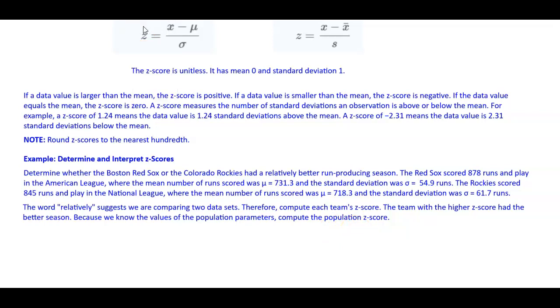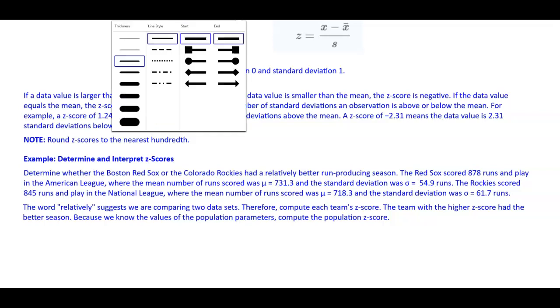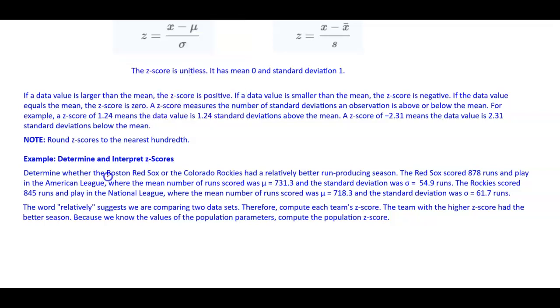Let's first find the Red Sox Z-score. So we're looking at the Boston Red Sox, and they scored 878 runs. They had a population mean of 731.3 and a population standard deviation of 54.9 runs. So now let's find the Red Sox Z-score.